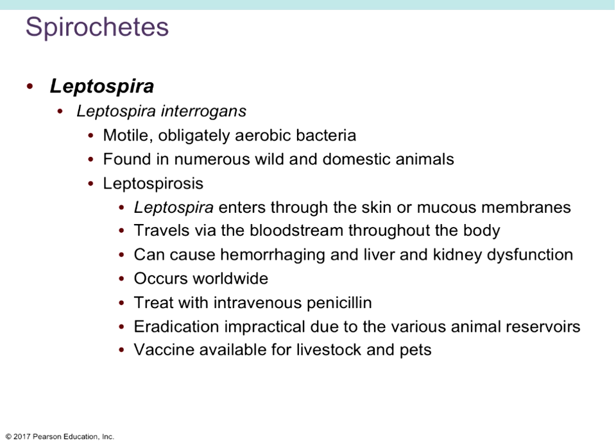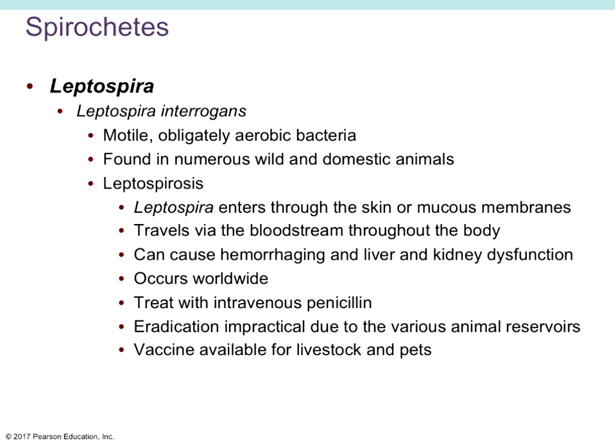Leptospira. Leptospira interrogans is a motile obligate aerobic bacteria found in wild and domestic animals. Leptospirosis enters the skin or mucous membranes and then travels into the blood system throughout the body. It can cause hemorrhaging of major organs such as your liver and kidney, and as a result will lead to this dysfunction.